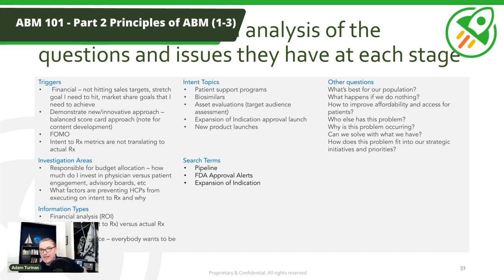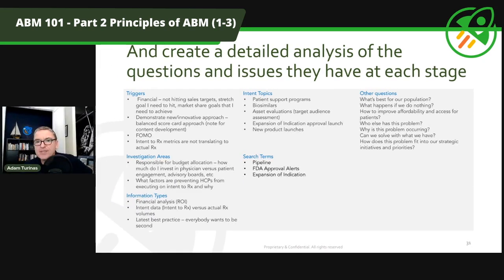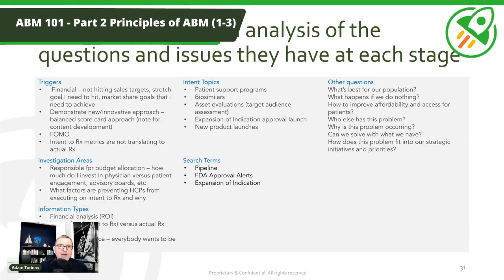So the buyer journey is where, and let me show it so you can see the headline, you create a detailed analysis of the questions and issues that they have at each stage. So at the early stage, what are the triggers? What are the things that the buying group are going to be discussing that indicate that they've triggered to actually start the process? What areas are they investigating? What types of information? What intent topics will they be researching? What search terms will they be Googling? And then what are all the various other questions that they have that are going to help them define the problem?